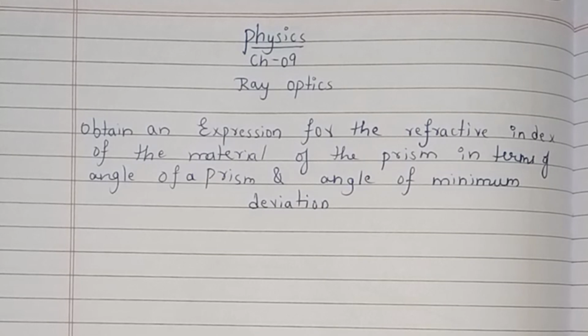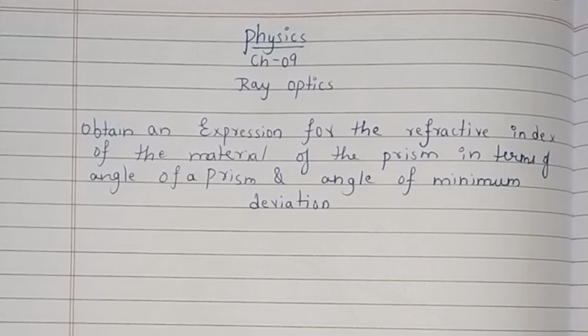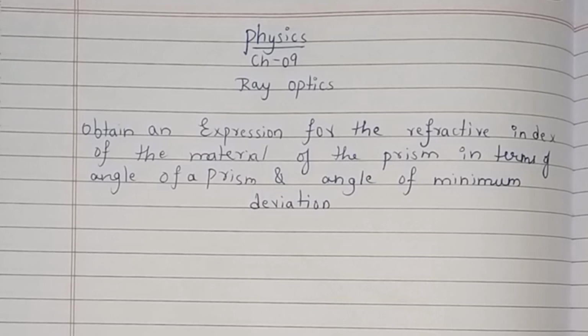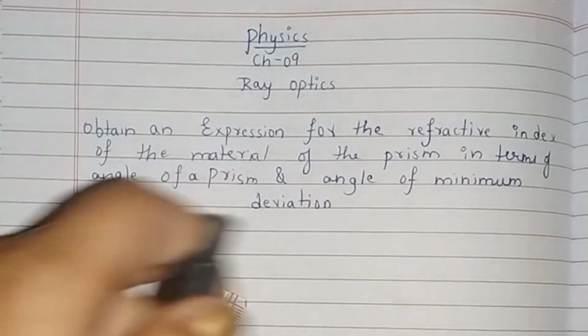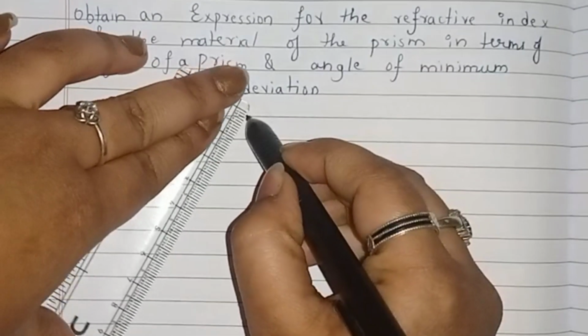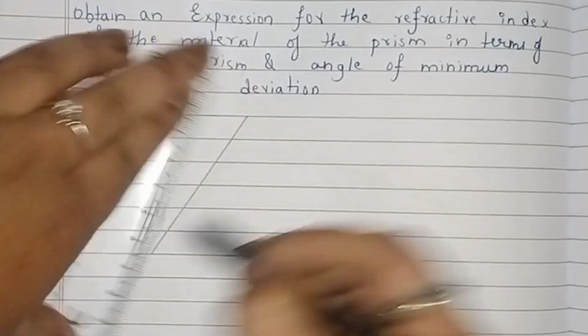In this video we're going to see one of the important derivations from chapter 9, class 12, ray optics, that is how we get the expression for the refractive index of the material of the prism in terms of the angle of prism and the angle of minimum deviation. So to obtain this expression, first we have to draw a prism. Okay, so first let's draw a prism.